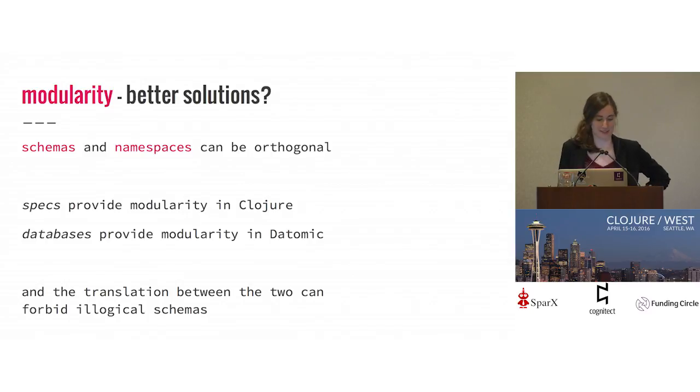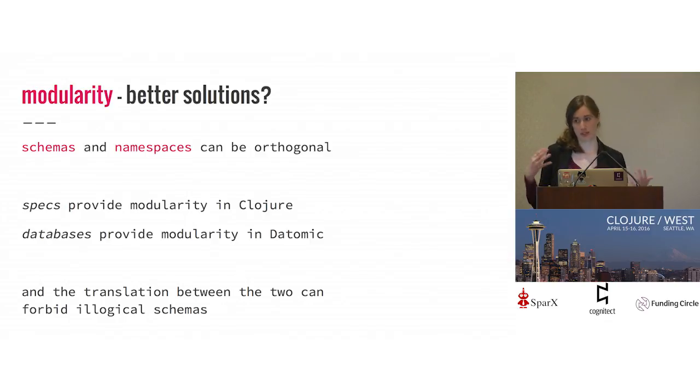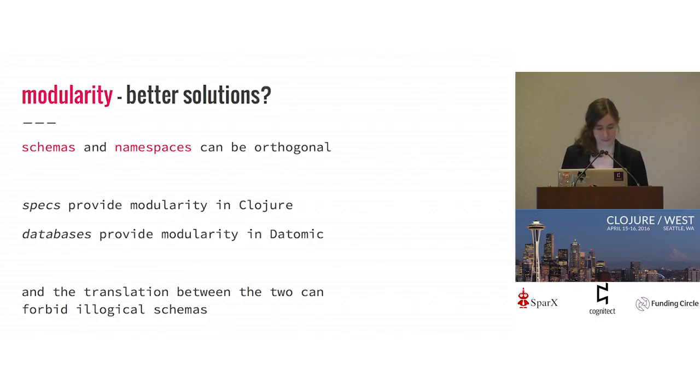You just need specs to provide modularity in Clojure, just define them in different namespaces or what have you, and then just use the database to provide modularity in Datomic. And the only time that you really care about the illogical schemas is when you have like an attribute Highlander age that is both a string and a number. That's a problem. That's what you really have to exclude. But Highlanders with swords and kilts, not really an issue.